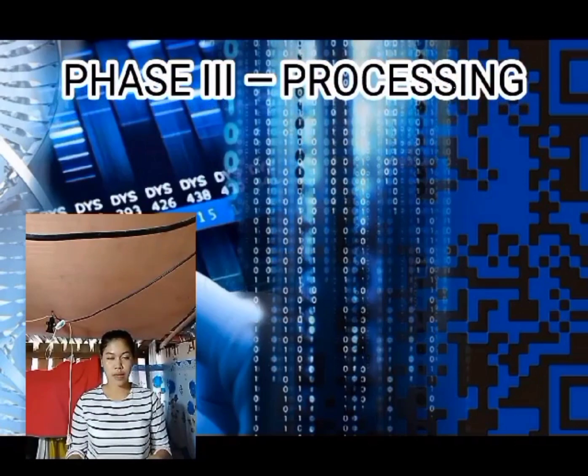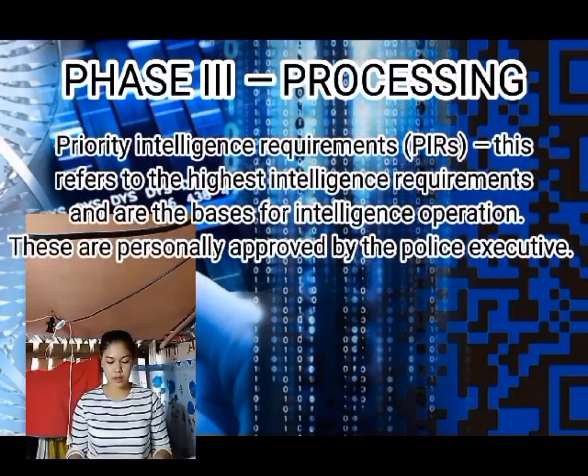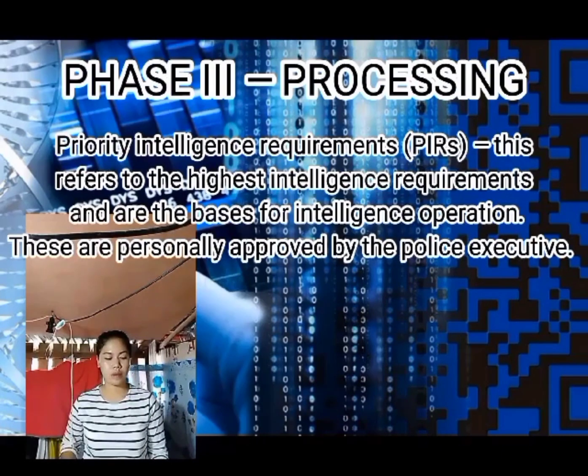Phase 3. Processing. Priority intelligence requirements, PIR. This refers to the highest intelligence requirements and are the basis for intelligence operation. These are personally approved by the police executive.